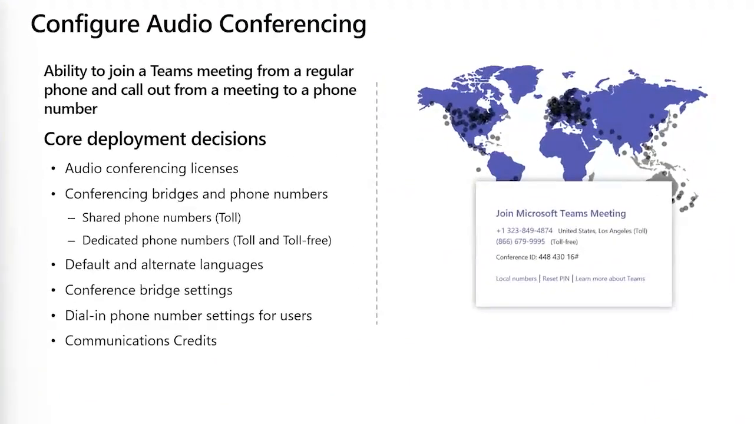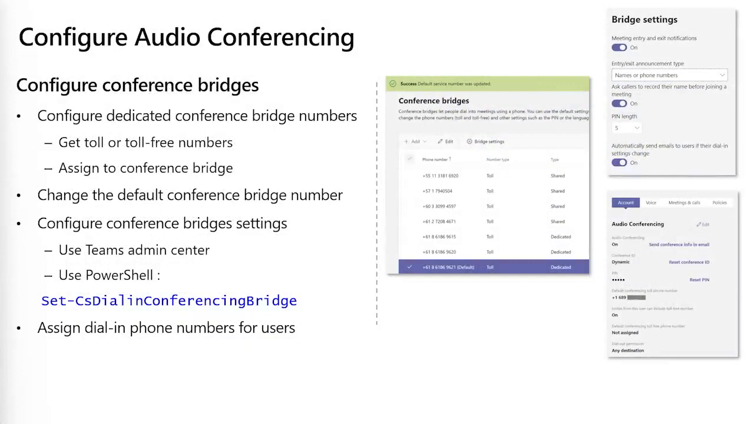Do you require a PIN to join the meeting? For audio conference, you can set up bridges, again, toll or toll-free. If need be, you can change the default conference bridge number, and you can assign dial-in phone numbers for users as well. For the bridge settings, do you want meeting entry and exit notifications? Again, if it's a large meeting, I would say no, because do you really want to hear the name or phone number of everyone joining the meeting? Probably not. If it's a small meeting, maybe that's okay. If so, do you want users to record their name before joining a meeting?